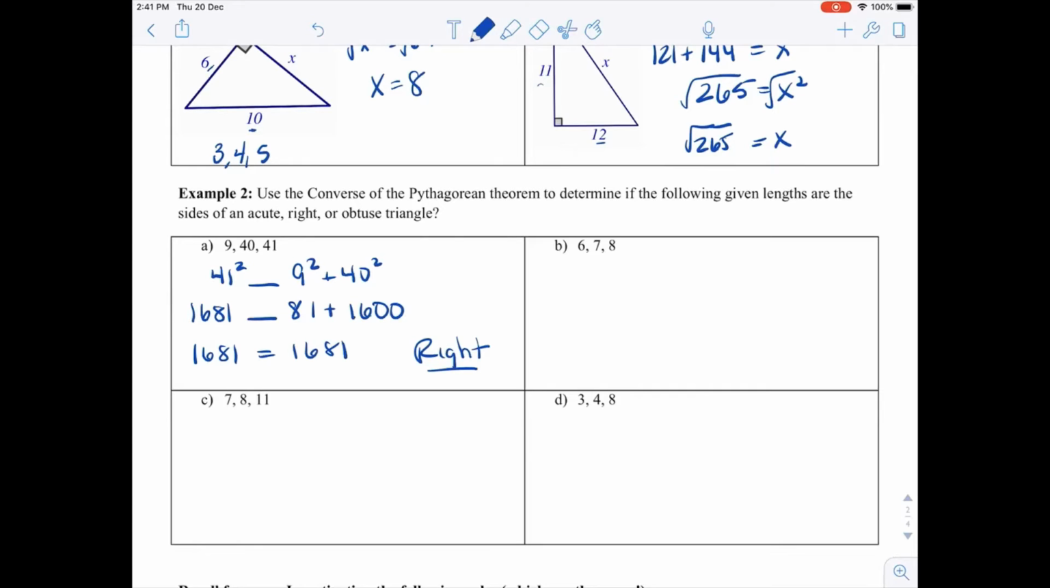Looking at the next one, 6 plus 7 is 13, which is greater than 8, so we know it's a triangle. So I'll set up Pythagorean theorem. So I get 64, 36 plus 49, and I get 64 and 85. Now 64 is less than 85, and if c squared is less than a squared plus b squared, then we know that the triangle is acute.